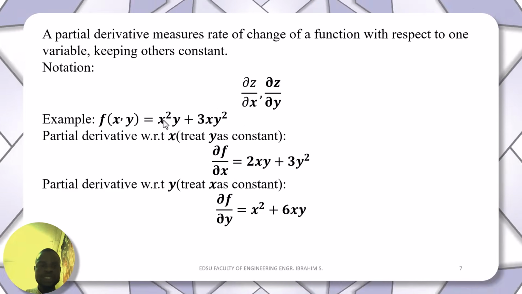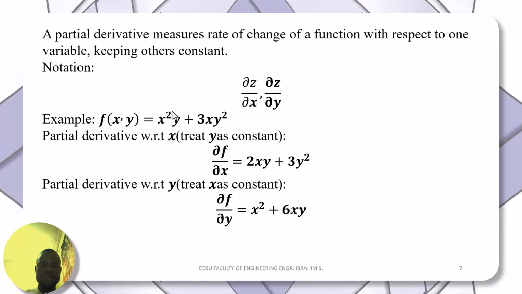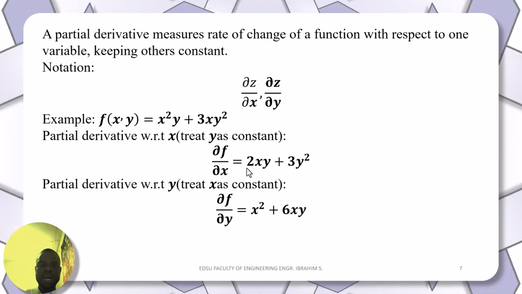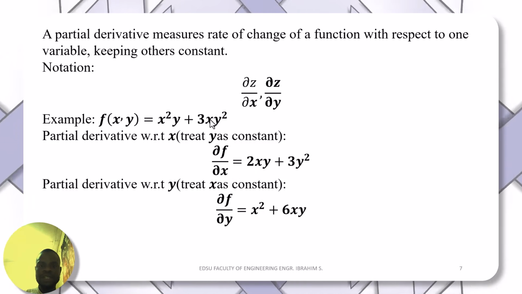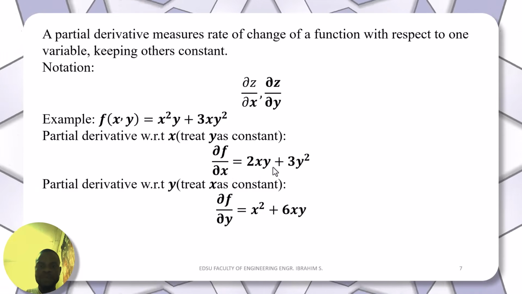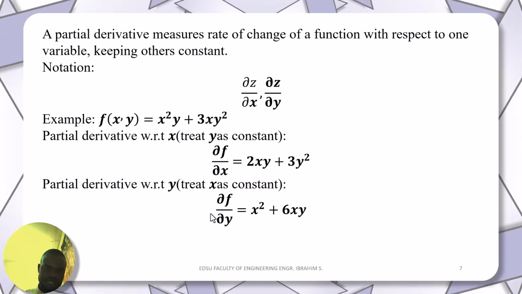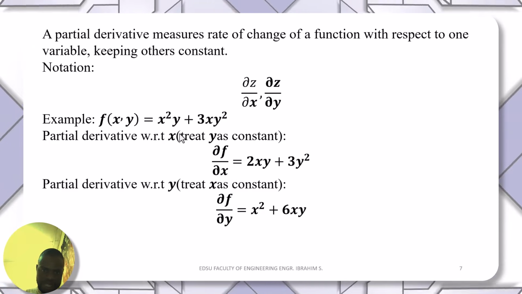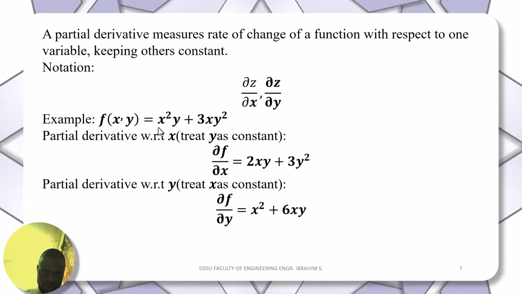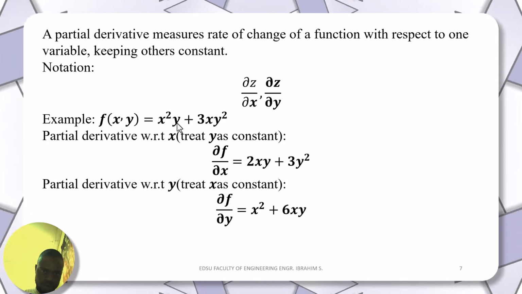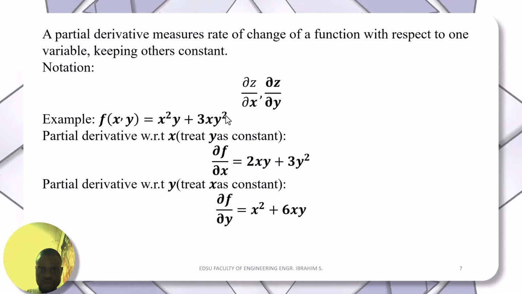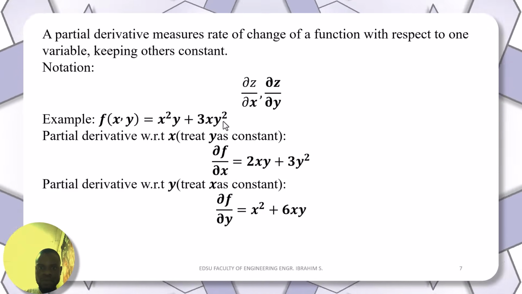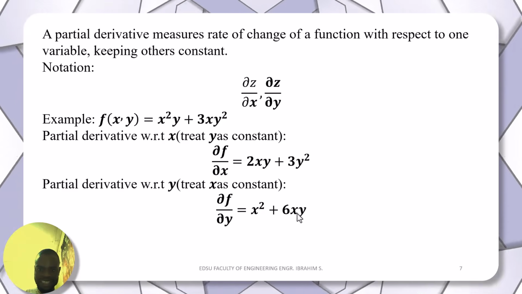So differentiating this, I will have 2xy with respect to x. Then I'll differentiate this, then I will have 3y². Then if I'm differentiating it with respect to y, it means this will remain constant, this will give me 1, so we have x². Then I will differentiate this, it will give me 2y, which will multiply to give me 6xy.